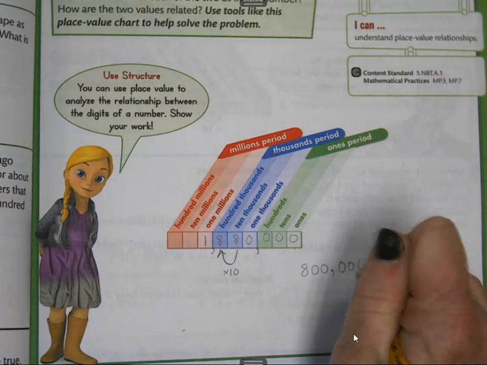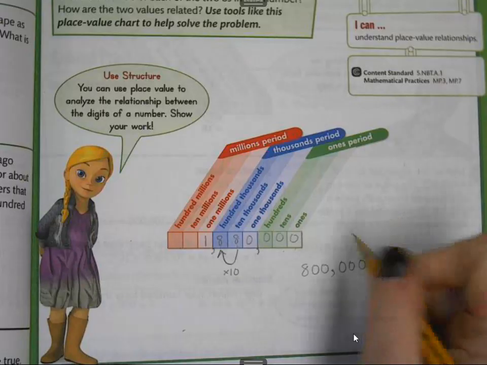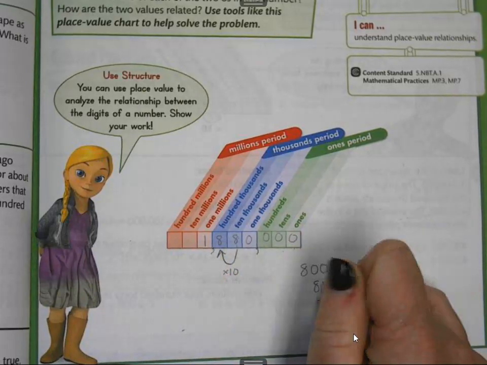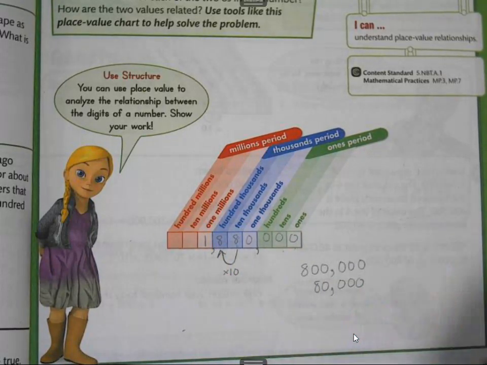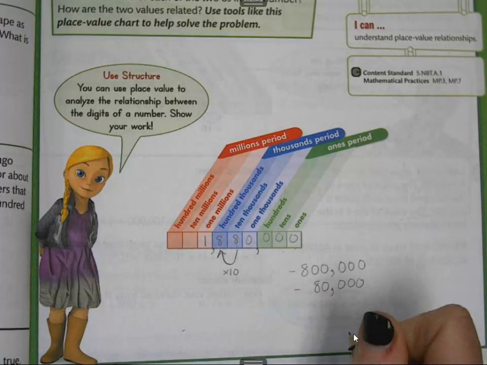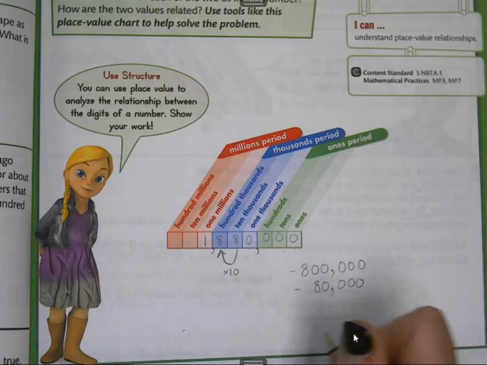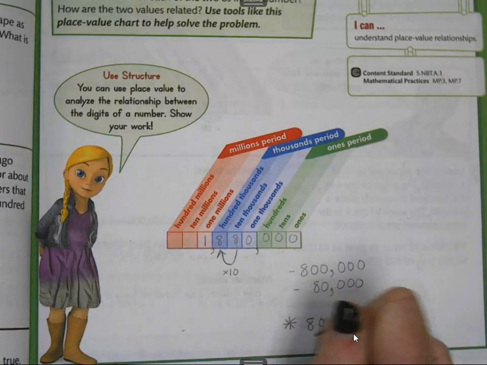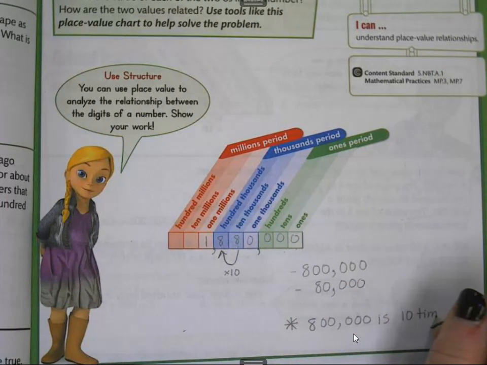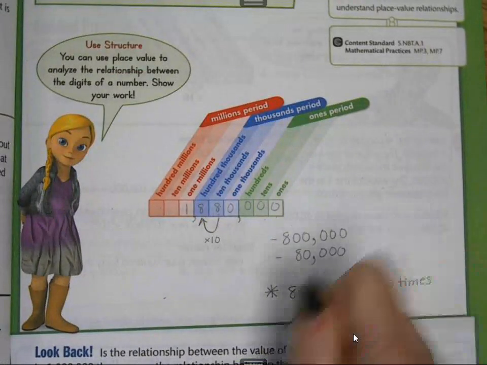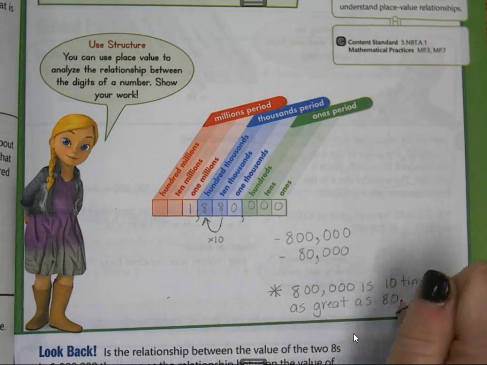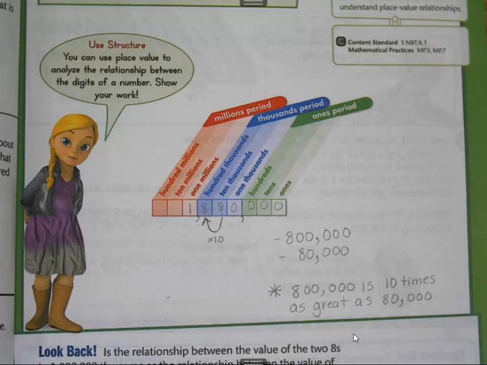And my second digit, I'm sorry, this one is 800,000, the one on the left. The second digit is 80,000. So when I compare those numbers, looking at the chart, I can see that 800,000 is 10 times as great as 80,000. So that's how those numbers compare.